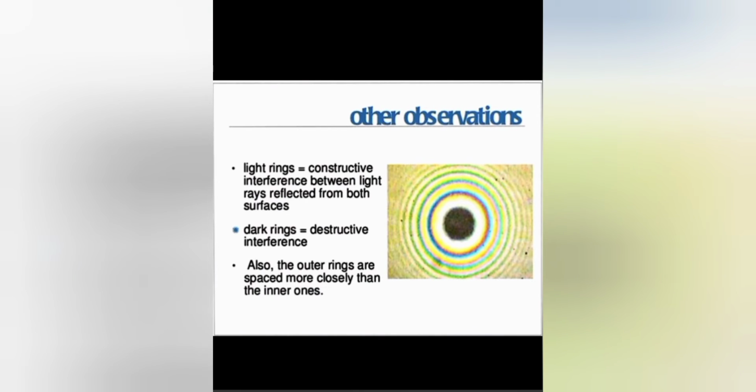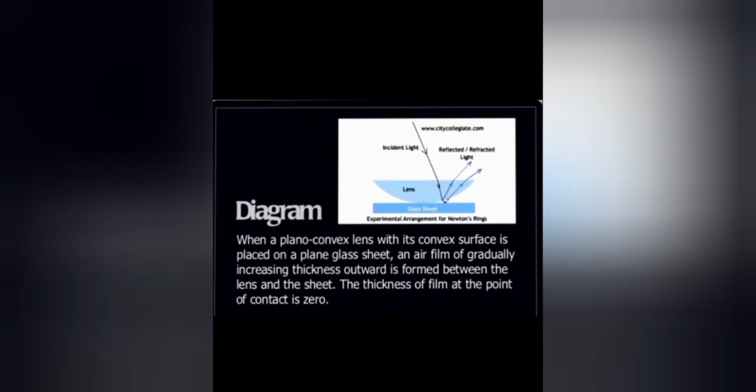Other observations: light rings show constructive interference between light rays reflected from both surfaces. Dark rings show destructive interference. Also, the outer rings are spaced more closely than the inner ones. Diagram: when a plano-convex lens with its convex surface is placed on a plain glass sheet, an air film of gradually increasing thickness outward is formed between the lens and the sheet. The thickness of the film at the point of contact is 0.